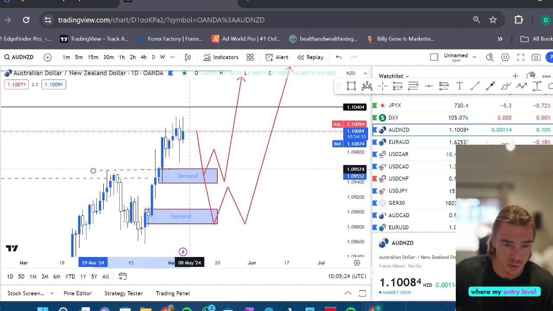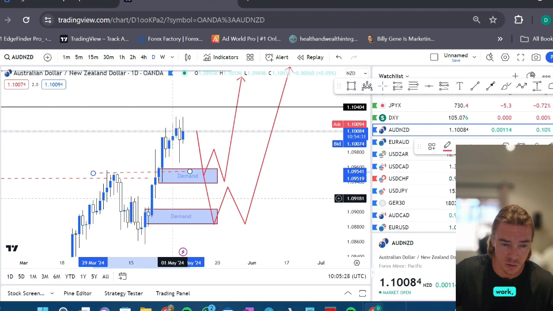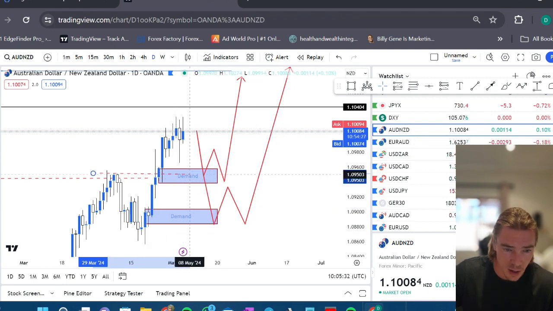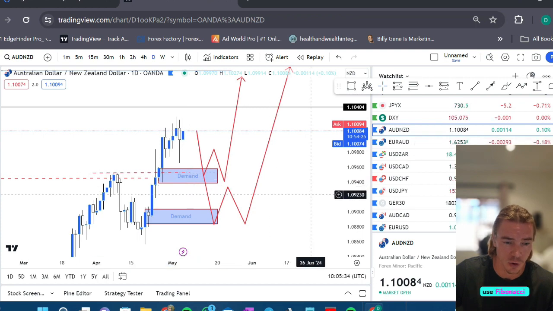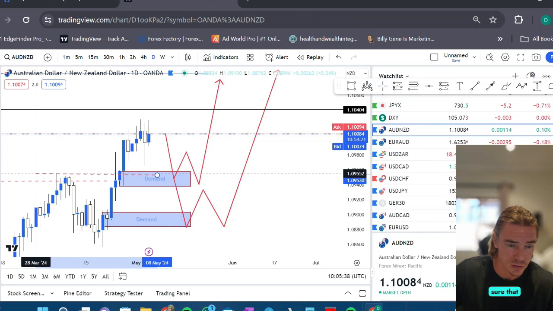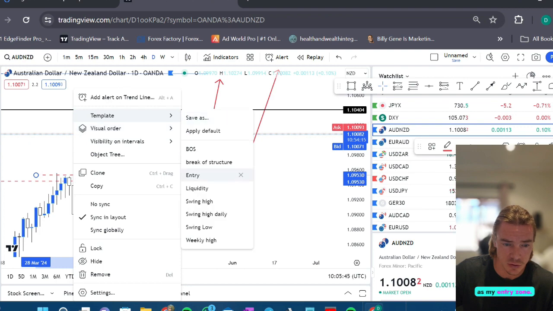That's going to be where my entry level is, and stop losses will just go below there. And if that doesn't work, then we've got another demand area that I'll look to take. I think some people would like to use Fibonacci retracements. I can also go into that. I just want to make sure this is straight and beautiful. Okay, cool. And then I'm going to label this as my entry zone.